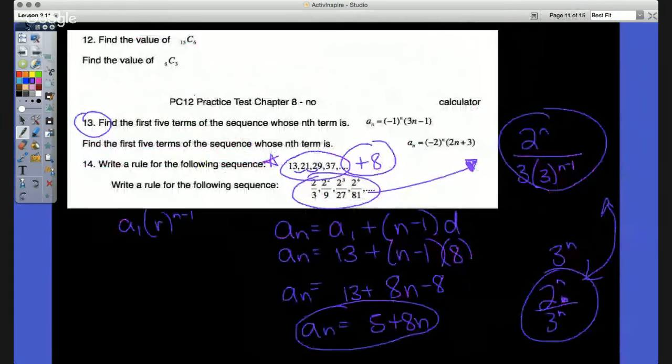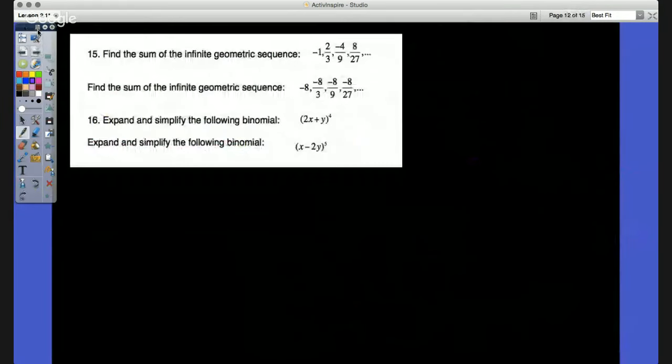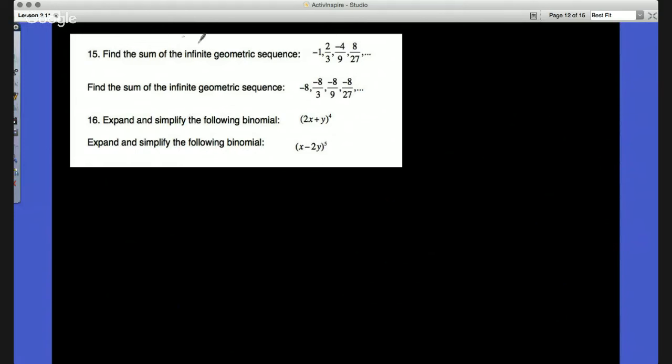All right, 15. Ooh, 15 is a good one. Sum of the infinite geometric sequence. Now, remember, infinite means we're going to use our infinity formula. Make sure you make a note of this. a1 over 1 minus r is our infinite equation. The next part it asks for, well, we just solve it.